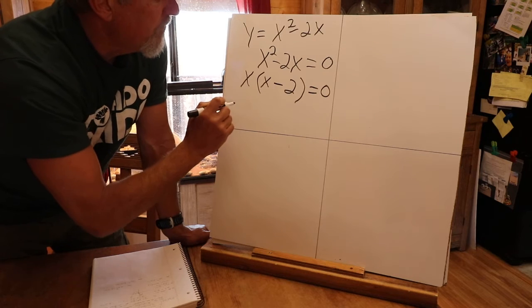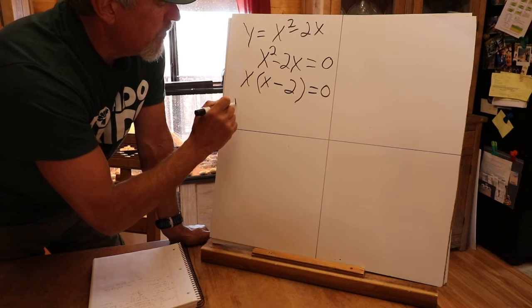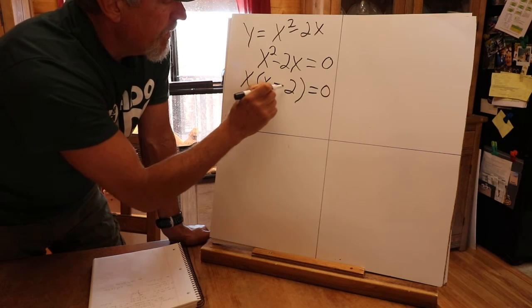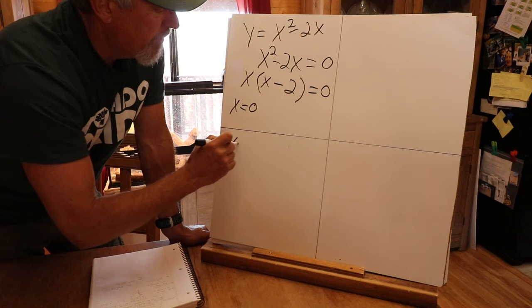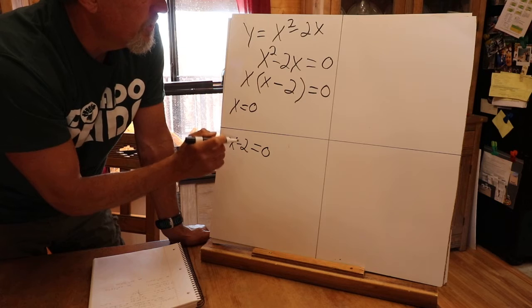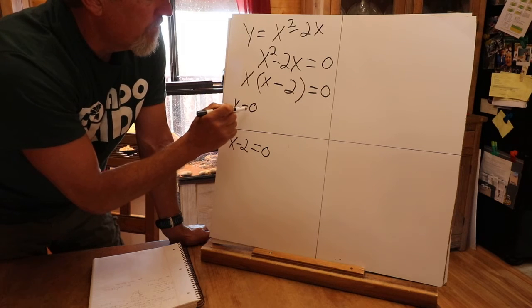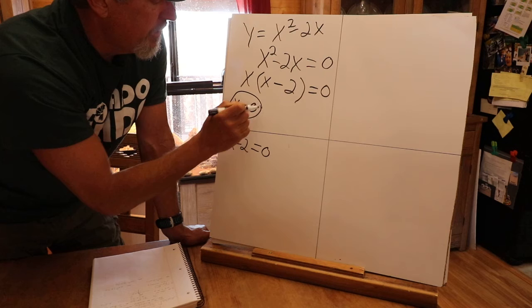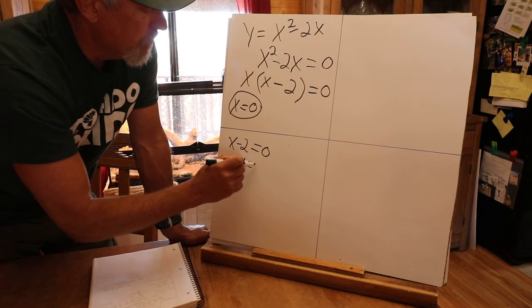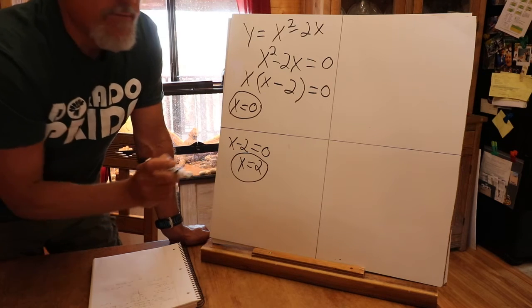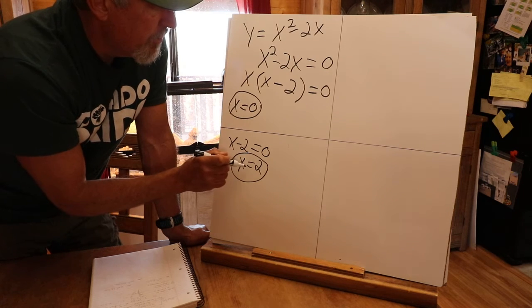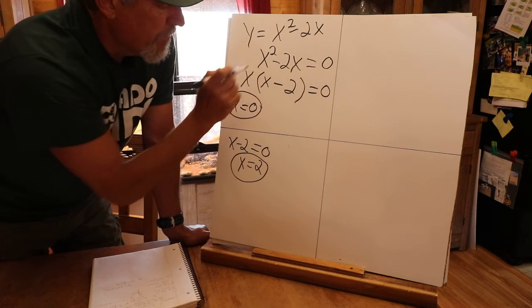Just like the other problems we've done, you set each piece equal to 0. So you set this x equal to 0. You set the x minus 2 equal to 0. And you solve each one of these factors. X equals 0 is already solved. That's an answer. It's done. X minus 2, you have to add 2 to both sides. So I do that and I get x equals 2. It's done. Very similar to what we did in the last video. Always two answers because the equation has a power of 2.